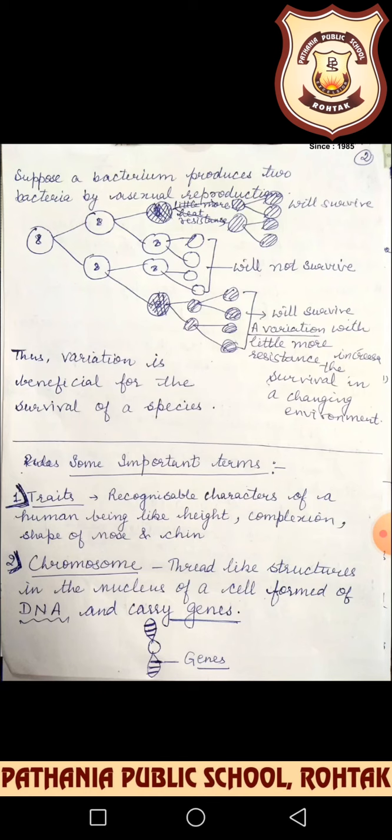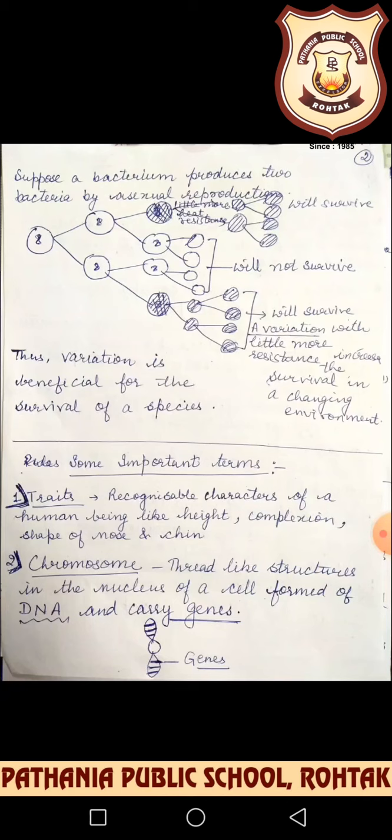Now what is a chromosome? The thread-like structures present in the nucleus of a cell. When these thread-like structures are intermingled with each other, we call it chromatin network. But when they get separated and become rod-like structures, we call them chromosomes. These chromosomes are made up of DNA, deoxyribonucleic acid, and carry the genes.